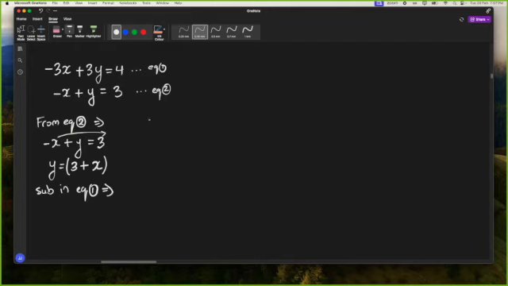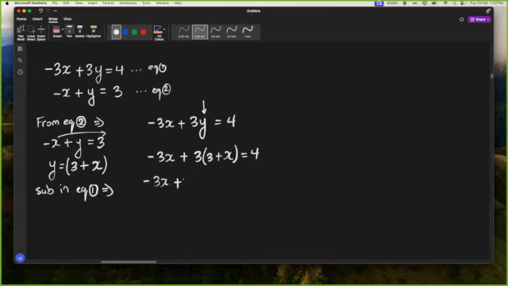What is equation 1? Equation 1 is negative 3x plus 3y is equal to 4. Remember, I'm substituting y is equal to 3 plus x. So wherever I see y, I'm going to put 3 plus x. So negative 3x plus 3y, which is 3 plus x, is equal to 4. So negative 3x plus, by the distributive law, 3 times 3, 3 3s are 9, and 3 times x is 3x.